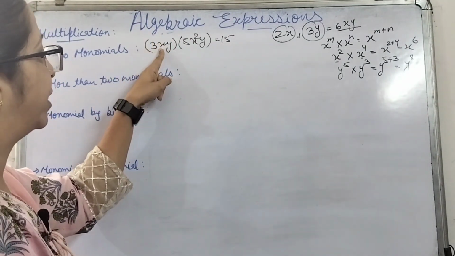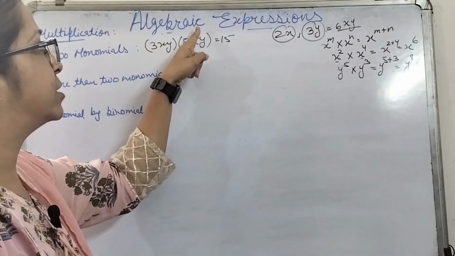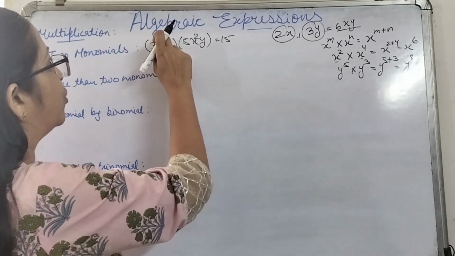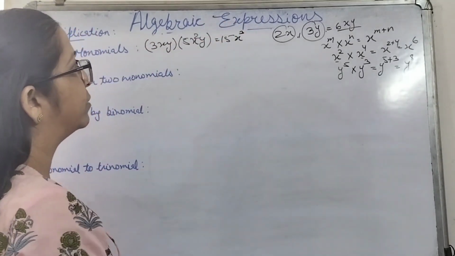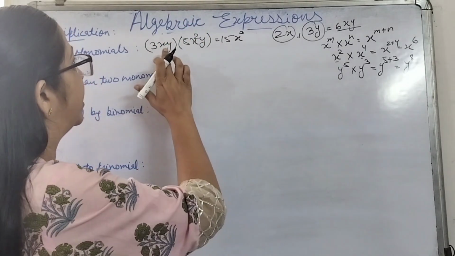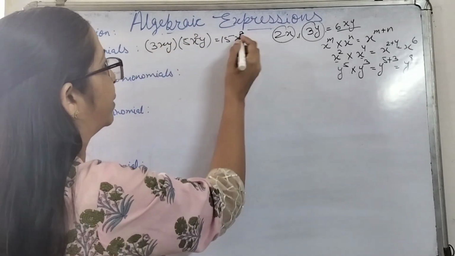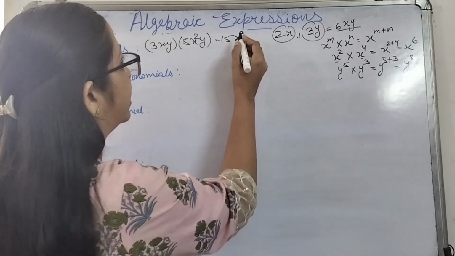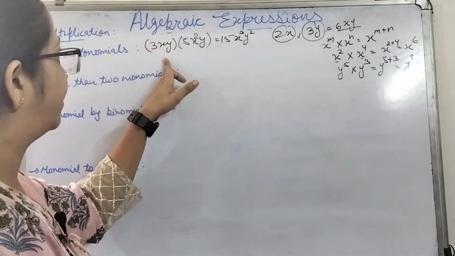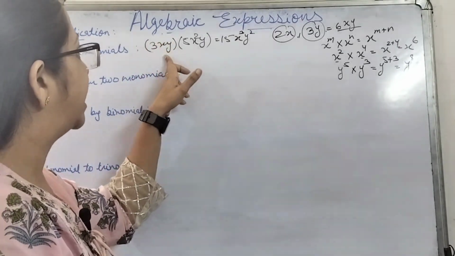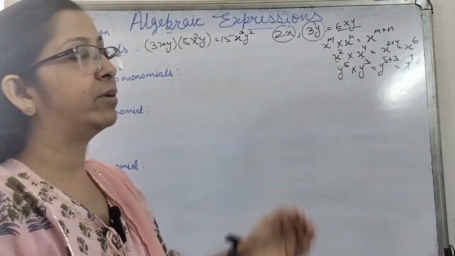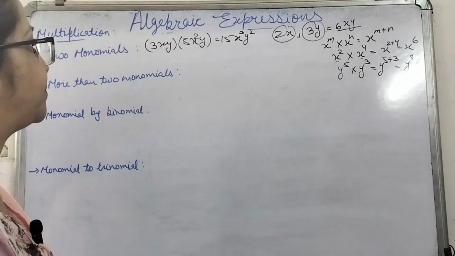so the powers are going to be added. x means x raised to the power 1. So x raised to the power 1 multiplied by x raised to the power 2 will be x raised to the power 1 plus 2. Powers are added, so 1 plus 2 becomes 3: x raised to the power 3. Here it is y raised to the power 1, and here also y raised to the power 1. So y to the power 1 multiplied by y to the power 1 becomes y raised to the power 1 plus 1, that is y raised to the power 2. So if we have two monomials, first we multiply the numeral coefficients and then the literal coefficients. Then we combine these two, and that gives the product of any two given monomials.